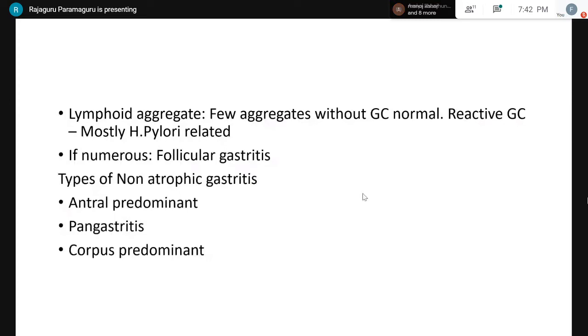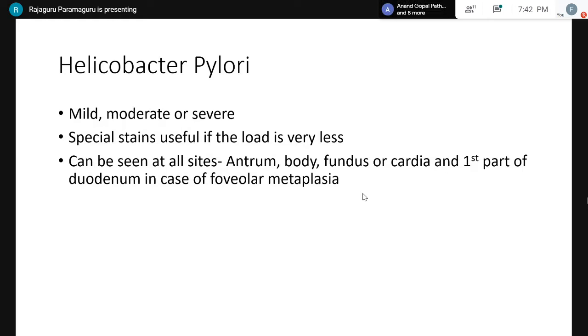The next important thing which we'll have to see is the H. pylori. We are all interested in H. pylori, the clinicians and the pathologists. So we'll have to give a grading for the H. pylori as well: mild, moderate, and severe. And special stains are useful only when the load is very low and we are not able to see enough organisms on H&E. We can use a Giemsa stain or IHC if it is available.